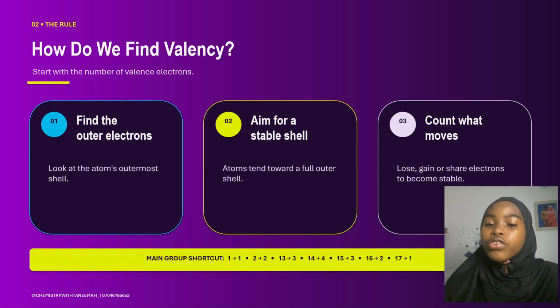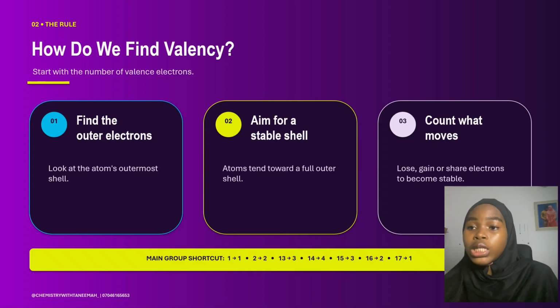So the first shell takes 2, the second shell takes 8, and the last shell, which is the outermost shell, takes 7. Now for atoms that have more than 4 electrons in their outermost shell, you just subtract the number of electrons they have from 8. So now that chlorine has 7 electrons in its outermost shell, you just do 8 minus 7, which is 1, meaning that chlorine has the valency of 1. So that is what I just explained.